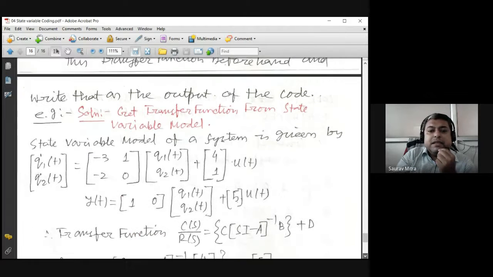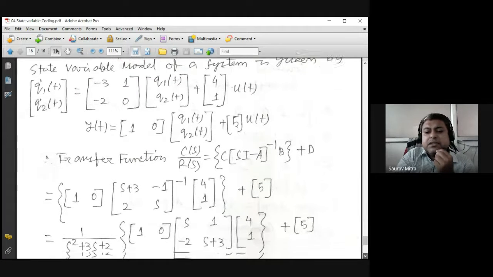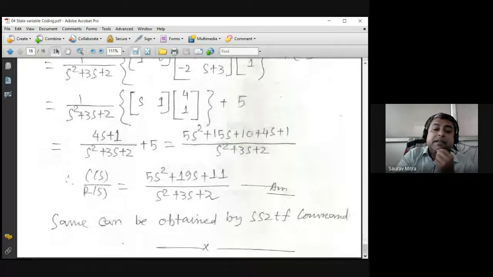Write what the output of the code is. Get the transfer function from the state variable, again the same question. So these are all the questions I have assorted, and these were the numericals. There were three types of transfer function. One is when the numerator order is equal to the denominator order. That is called a strictly proper transfer function. A proper transfer function is when the numerator order is less and the denominator order is more. And an improper transfer function is when the numerator order is maybe 3 and the denominator order is 2.